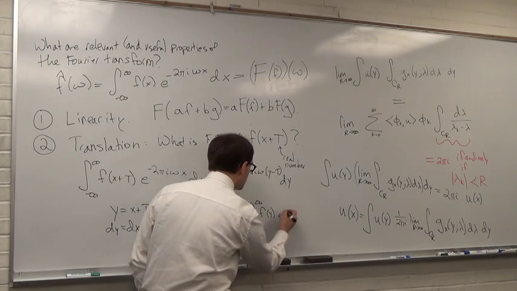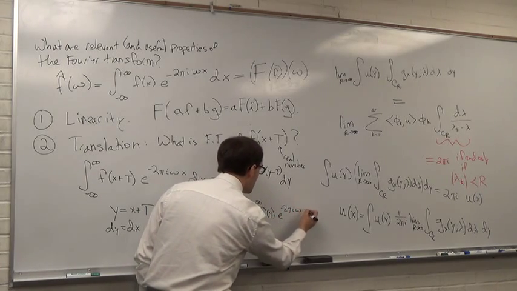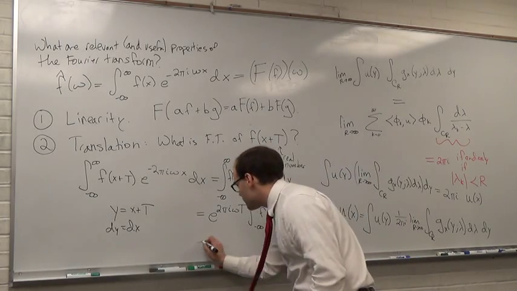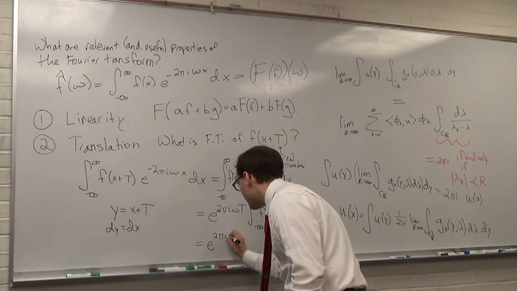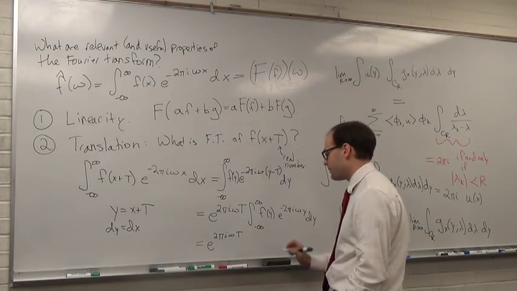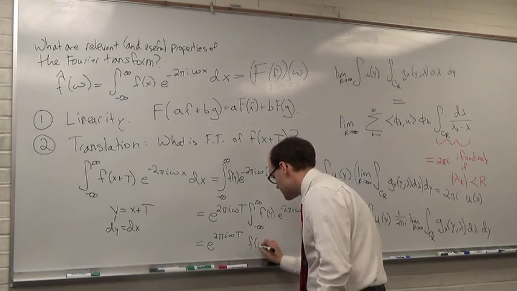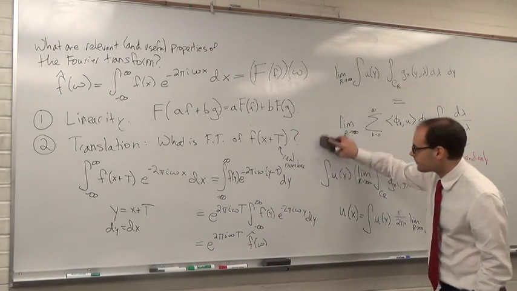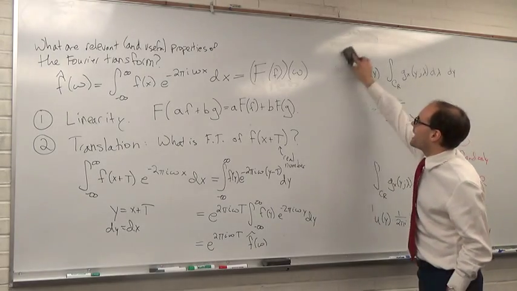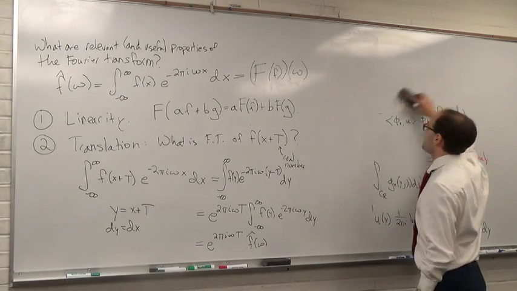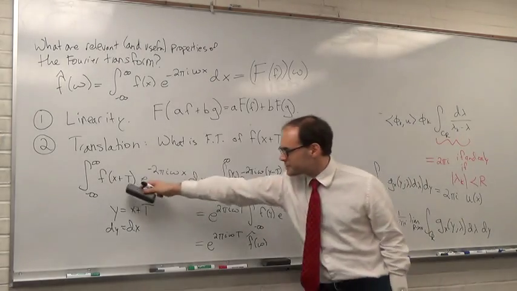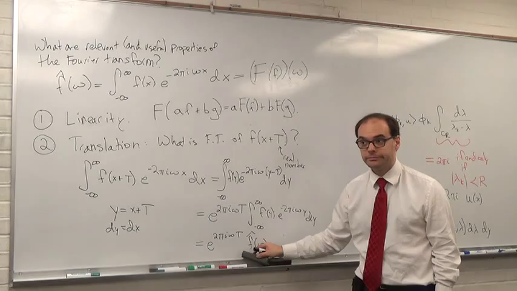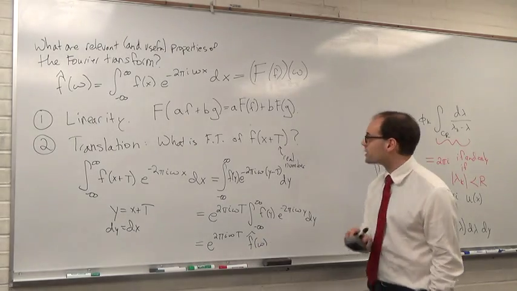And that whole stuff is something we've seen before. That's the Fourier transform of f. So this is e to the 2 pi i omega T times the Fourier transform. So if you shift time, translate time, it ends up scalar multiplying the Fourier transform.